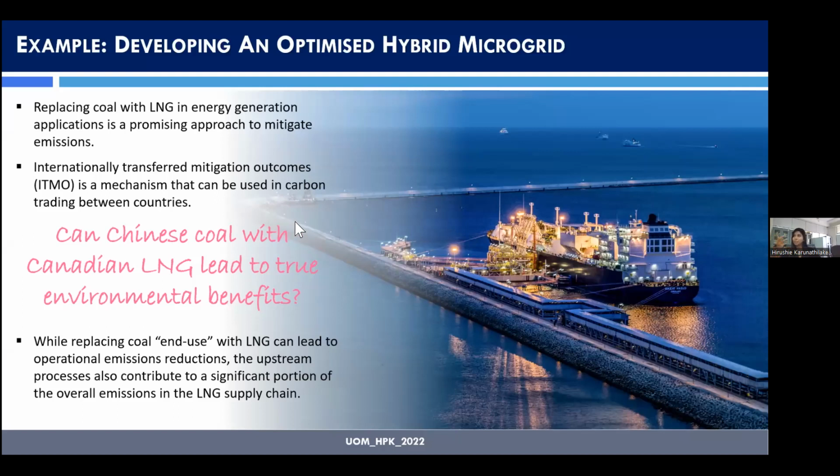So by doing this, we hope that we can generate emissions reductions that can be used in carbon trading between the two countries. So basically, both countries can environmentally and economically benefit by reducing the emissions and also achieving carbon credits, trading carbon credits. However, while coal replacement at the end-use level with natural gas can lead to emissions reductions, natural gas production itself and then transportation to China has its own embodied and other impacts.